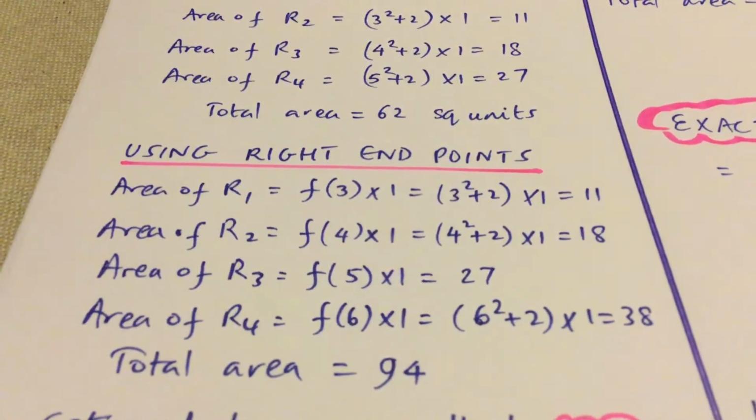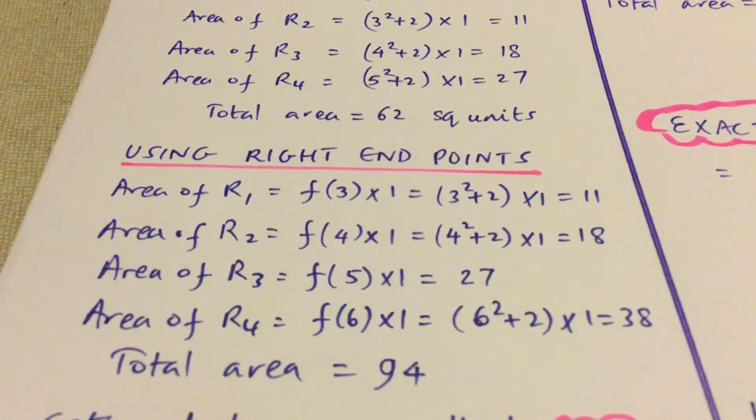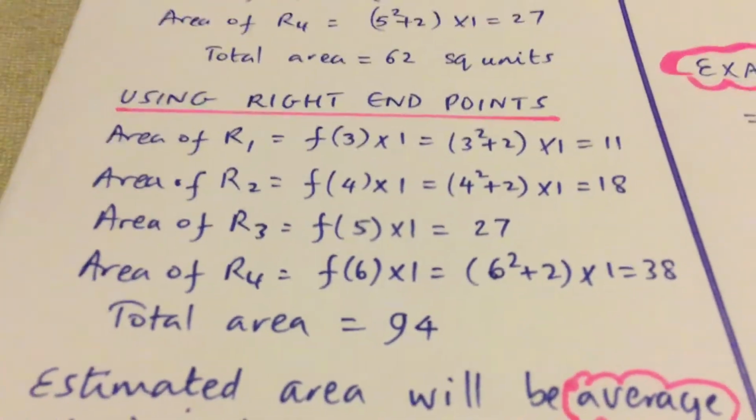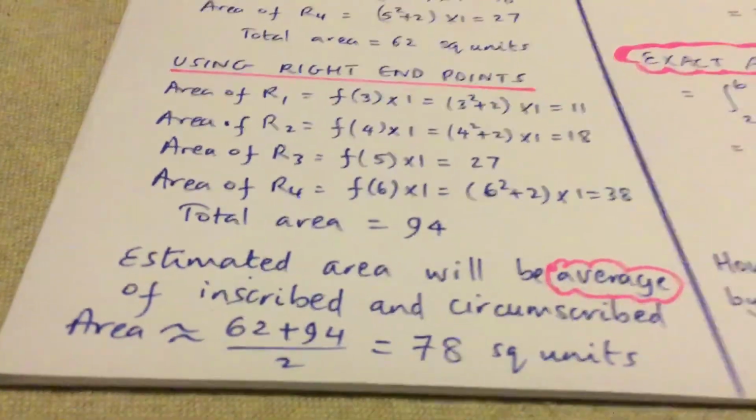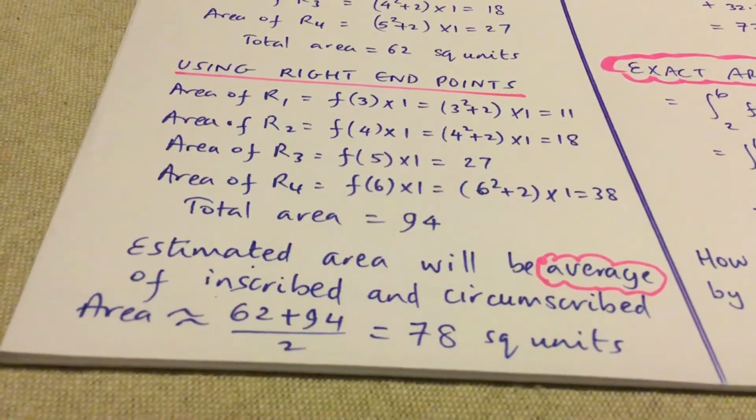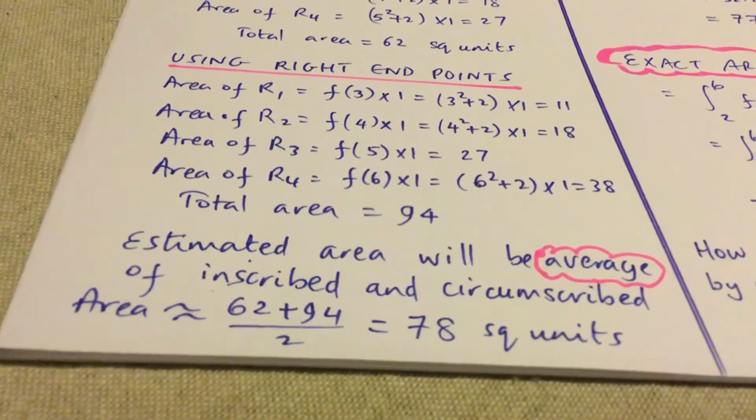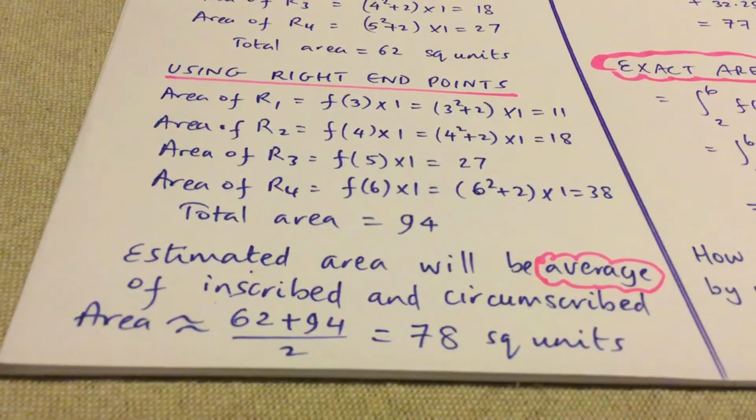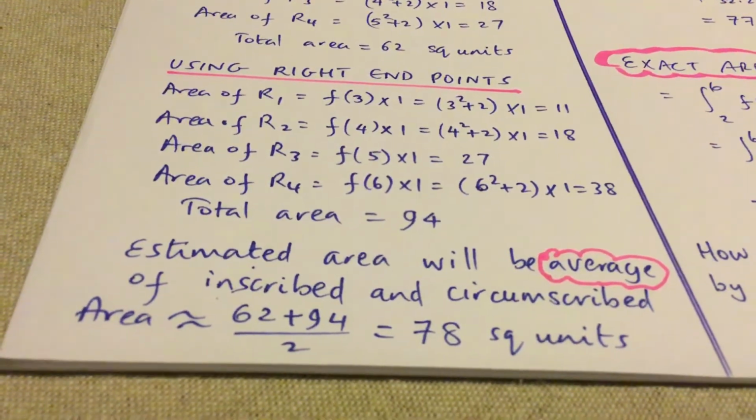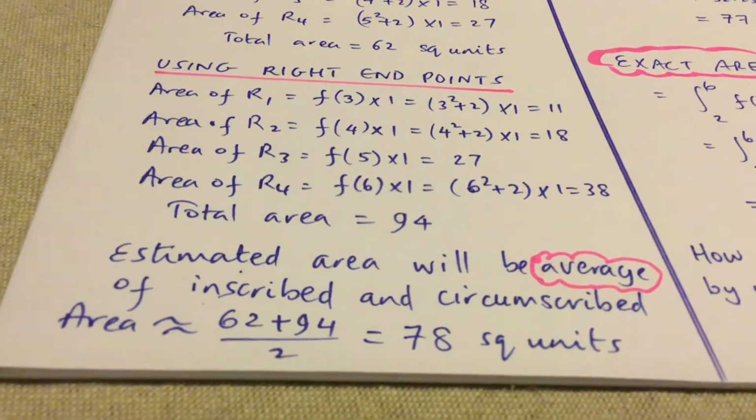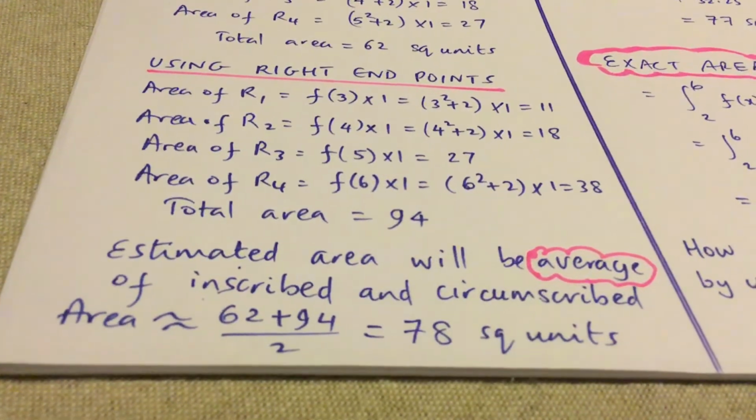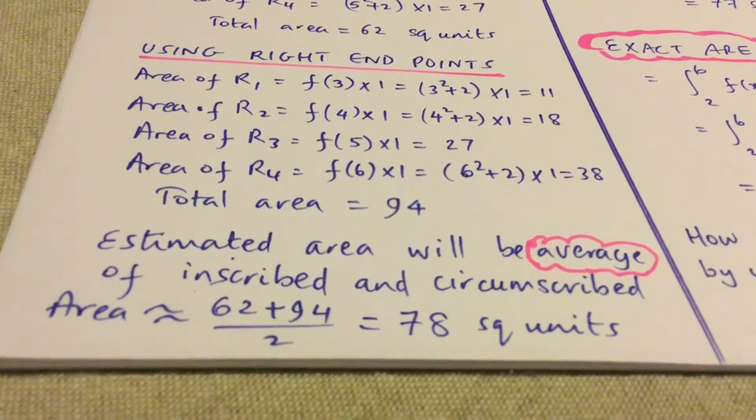Now, one is an underestimate and one is an overestimate. To find a proper estimate, what we do is the estimated area will be the average of the inscribed and circumscribed areas. So the average of those two, that is 62 plus 94, you average those two, that will give us an answer of 78.